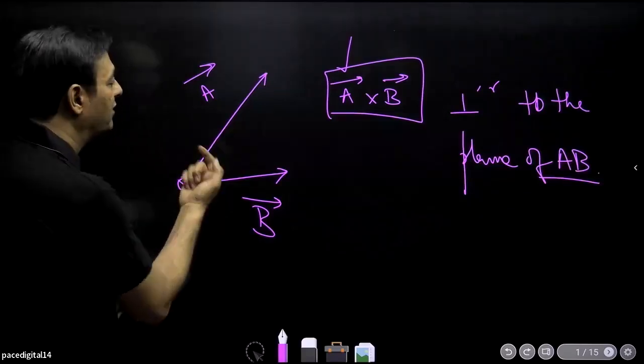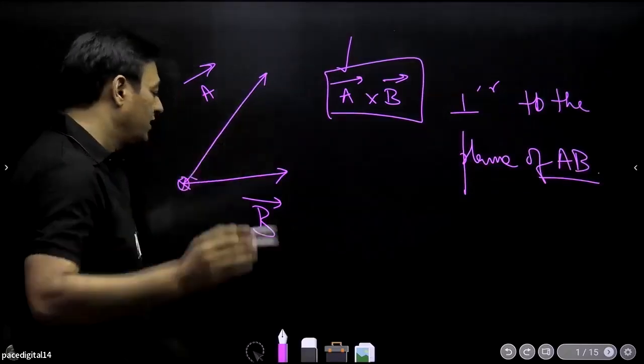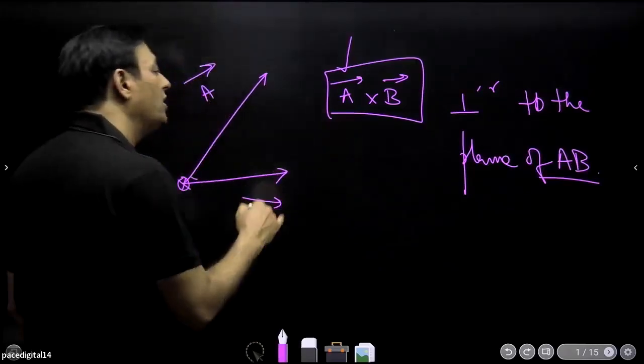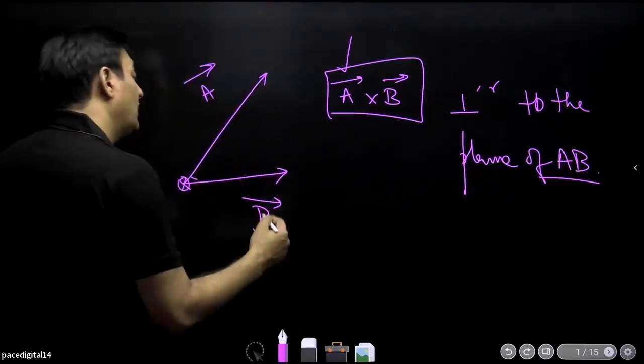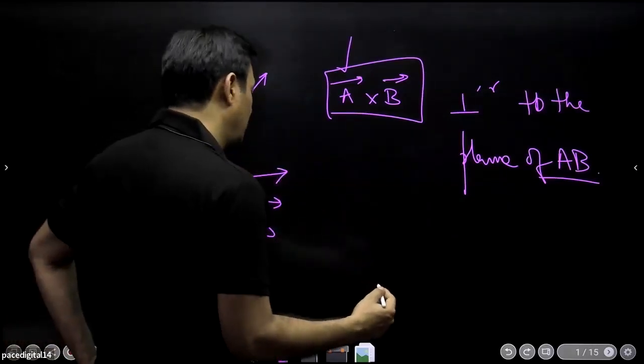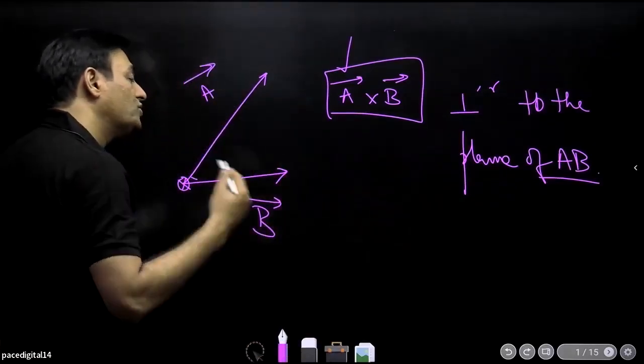The other is outside the plane. So yes, that I agree. It will be perpendicular to the plane of A and B. Sir, there are a lot of questions where you will be using all these properties.